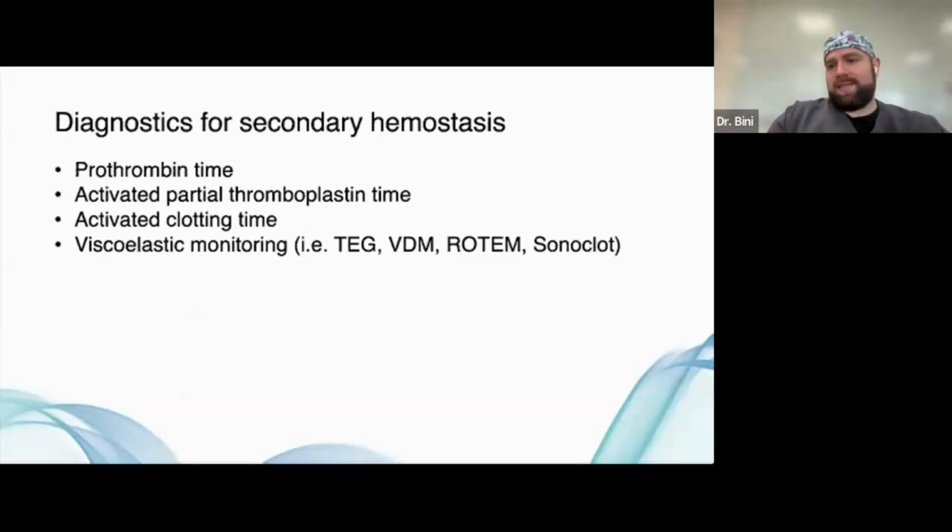There are some other diagnostics that assess secondary hemostasis, like prothrombin time, so PT, APTT, all of that. In reality, nowadays, most people will try to assess with viscoelastic monitoring. That's the best way to do this. It gives you a full picture of what's happening with coagulation. So TEG has been the gold standard for a while. VDM is coming in as well. VDM is actually probably the cheapest and most affordable option of these.